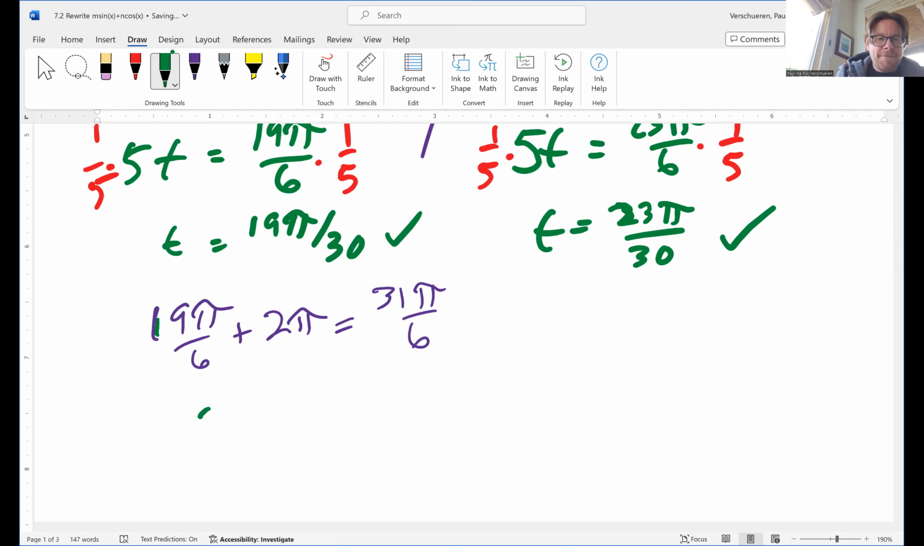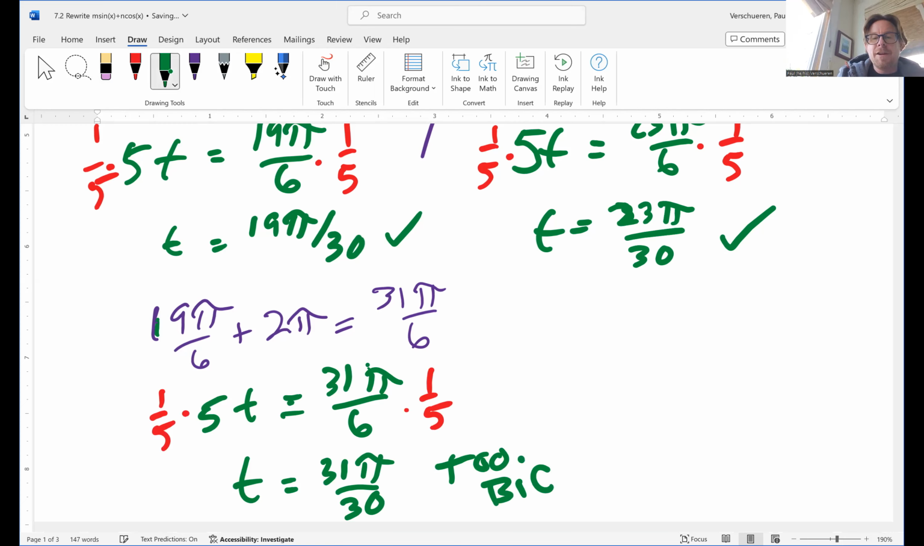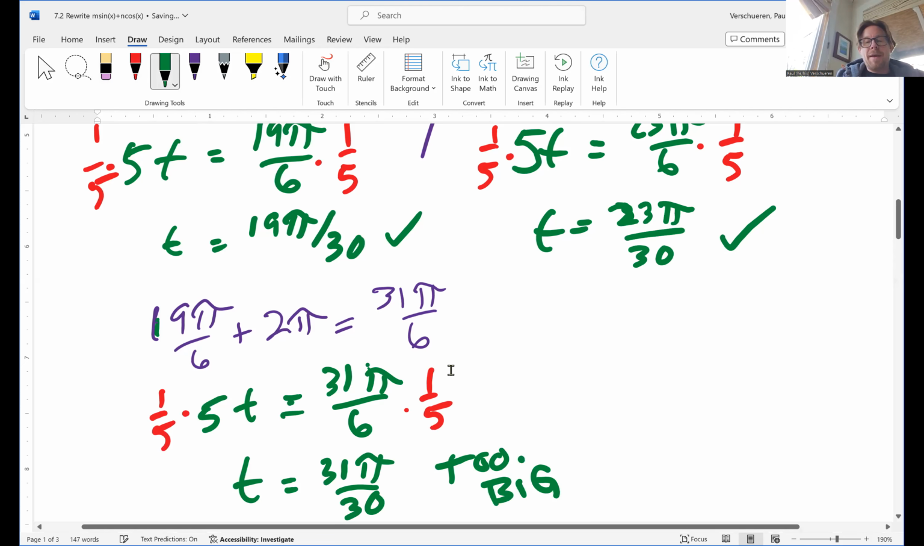So if we had 5t equals 31 pi over 6, and we multiplied both sides by 1/5, then this would become t equals 31 pi over 30. And finally, we've got an angle, or a time, too big to fit in our interval. So that means we have accounted for all the solutions.